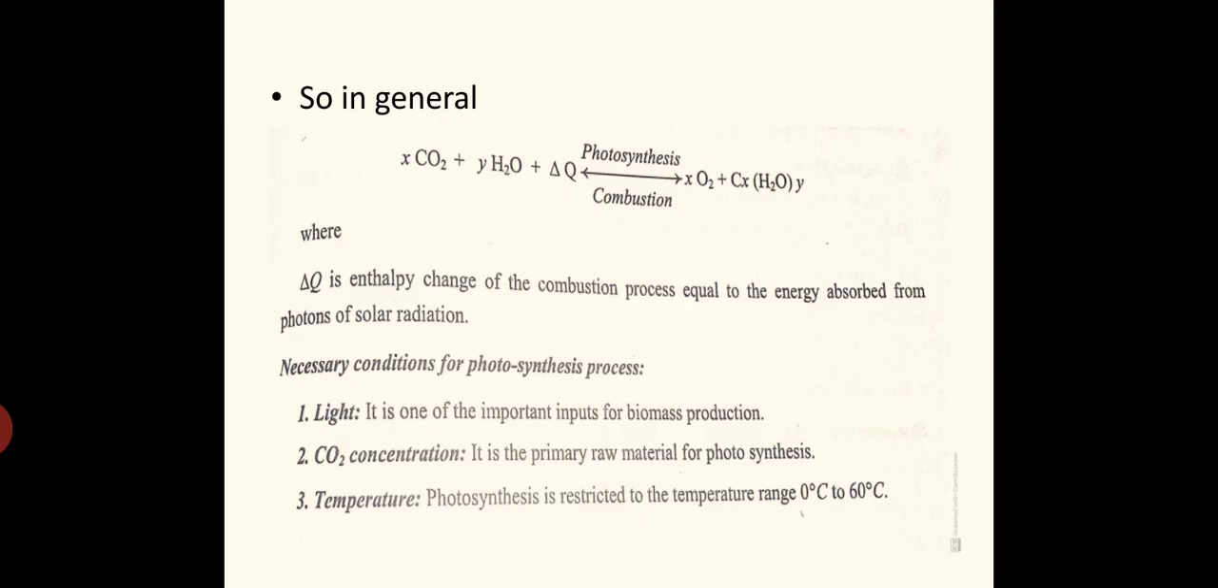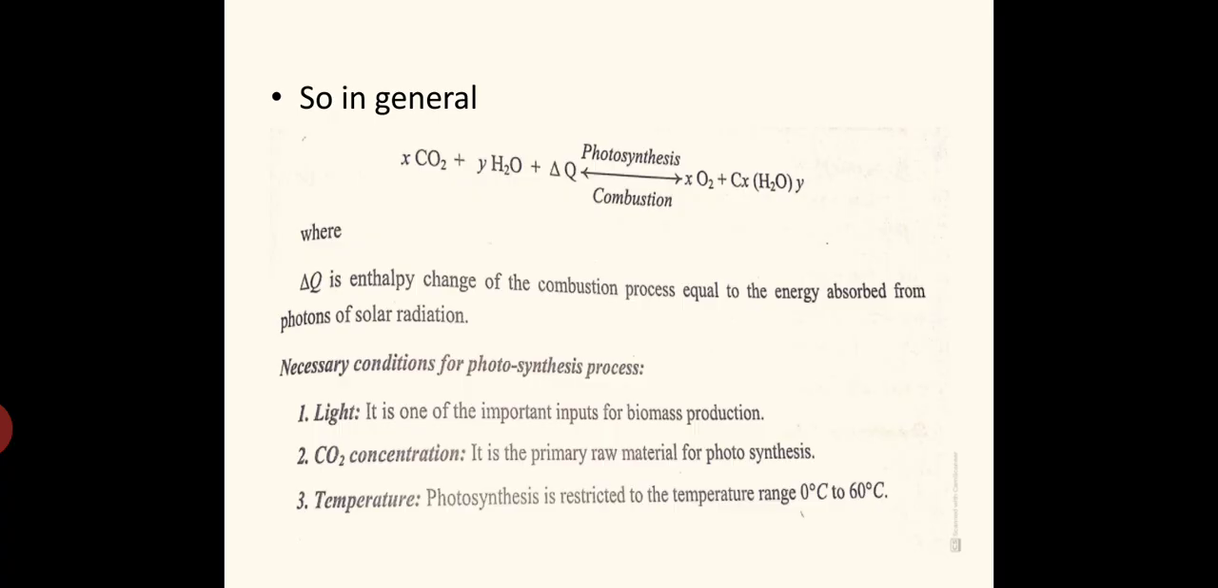That energy is utilized for our energy purposes, where x CO2 plus y H2O plus delta Q gives x O2 plus CxH2Oy. See, the arrow is on both sides. If it is towards the right, then CO2 combines with H2O to form carbohydrates. That is what is known as photosynthesis. On the reverse, combustion is the combination with oxygen: carbohydrates combine with oxygen, which is known as combustion. On combustion it will again return CO2 and H2O.